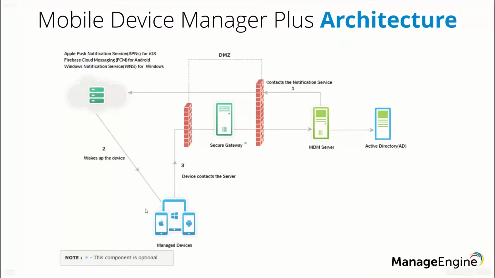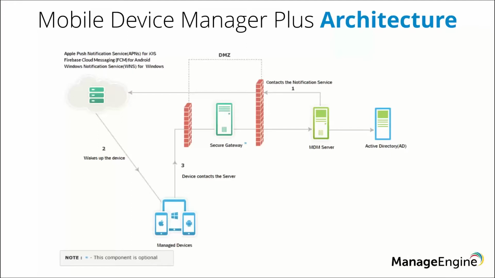So these are the three major components which play a role. When you have an on-premise MDM server, you need to make sure the server is accessible to the devices to contact and perform any configurations. Let's take an example to understand the architecture in a better way. As an admin, I would like to find out the location of an iPhone. So I'll log into the MDM console.